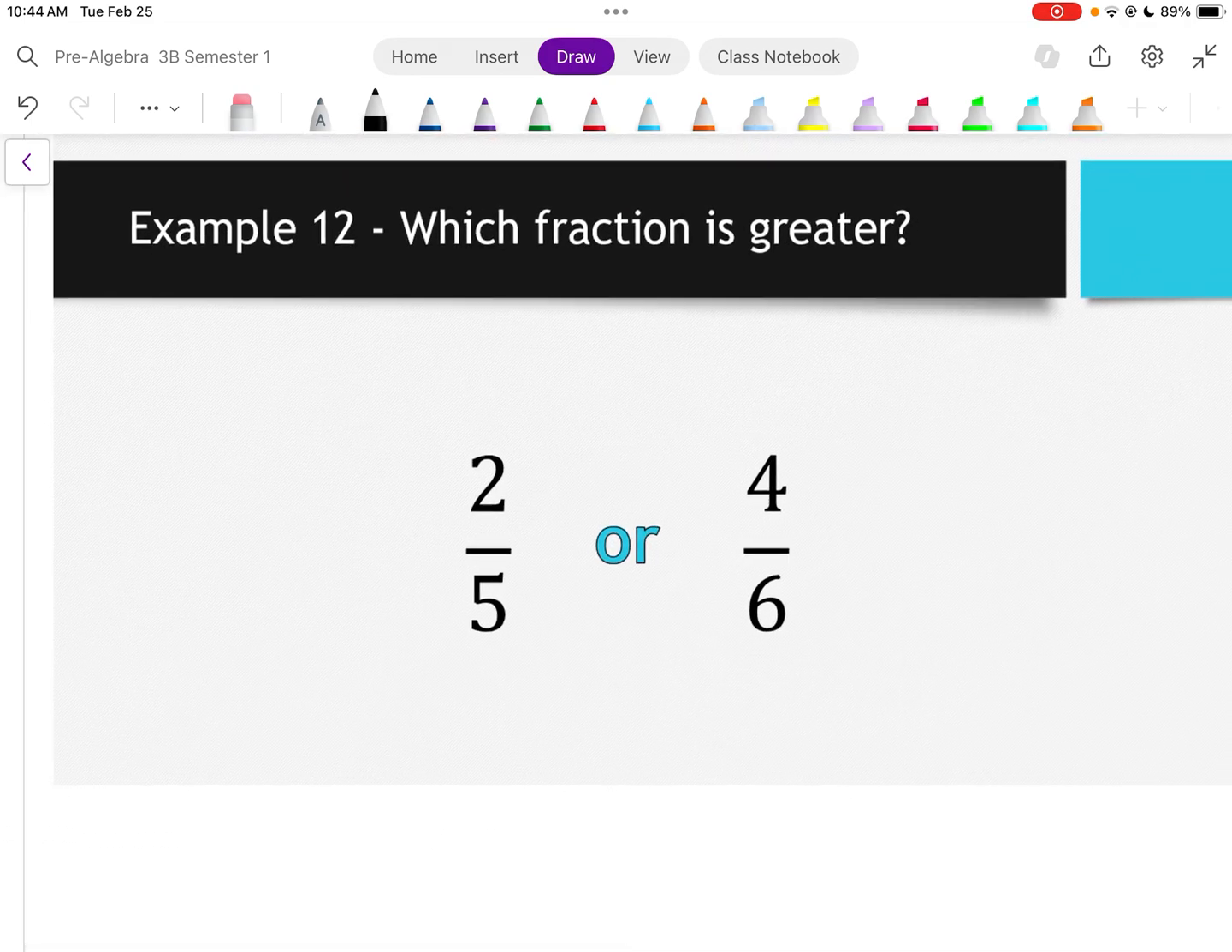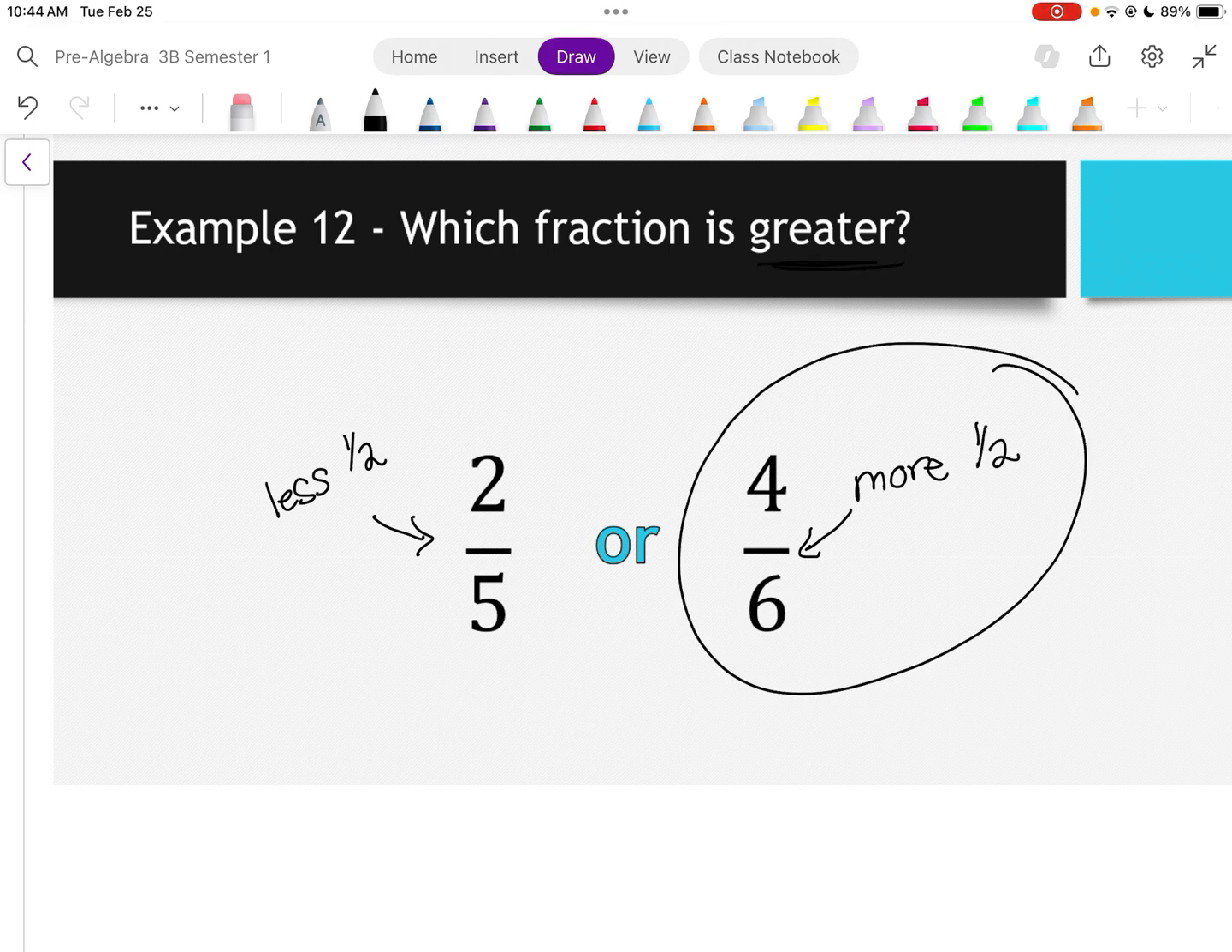All right, our next one. Which fraction is greater? 2 over 5 or 4 over 6? Again, 2 over 5, that's going to be less than 1/2, because half of 5 is 2.5. So 2 parts out of 5 is less than 1/2. Half of 6, that would be 3 over 6 would be 1/2. So I know 4 over 6 is going to be more than 1/2, making the greater fraction 4 over 6 again.